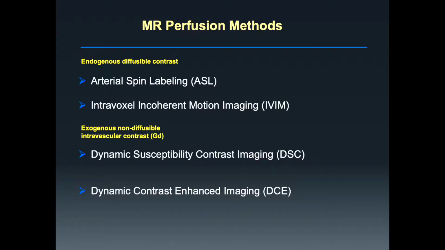The 2 at the bottom, DSC, dynamic susceptibility contrast imaging, and dynamic contrast enhanced imaging, or DCE, are the ones that require contrast injection in order to obtain perfusion metrics. And these are the ones that we use in clinical practice, at least for brain tumor imaging that I have for this talk. So we are going to focus on these 2.